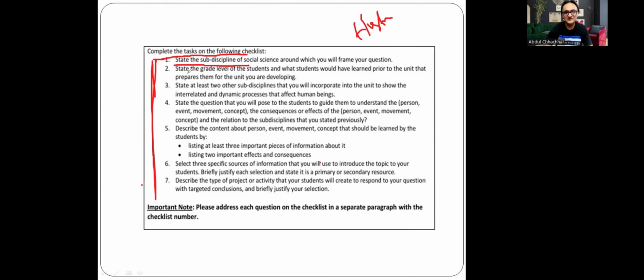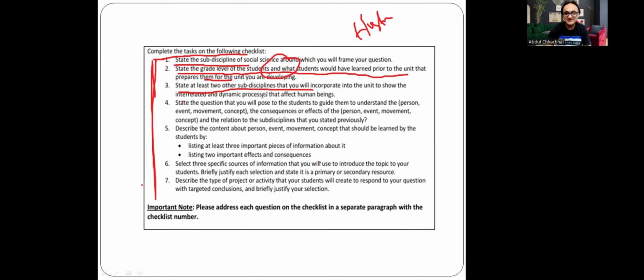Then you have to go for the grade level of the students, and what the students would have learned prior to the unit that prepares them for the unit you are developing. Prior knowledge and current unit. State at least two other subdisciplines that you will incorporate. When you write a question, please correlate with that. Which two subdisciplines are you choosing? Economics, geography, moral education, civics, any.